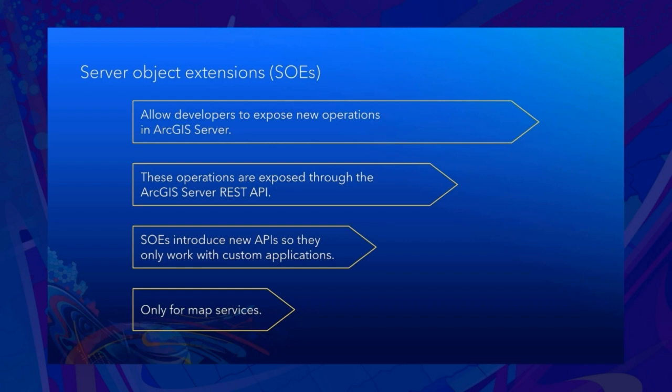Now, SOEs are only for map services. They can't be created for image services. SOEs can be written for a specific map service or for multiple map services. So you can create one for all of your organization's map services, or just one if there's a specific need.